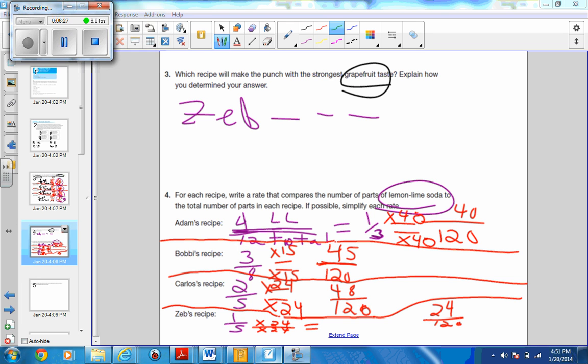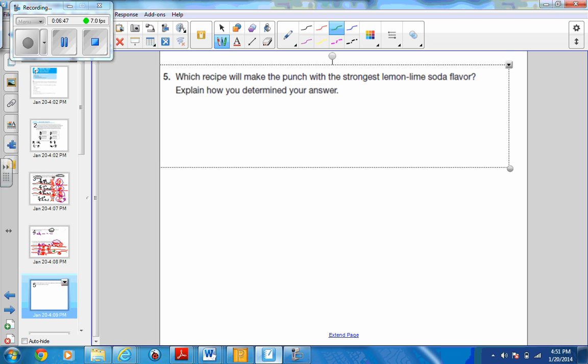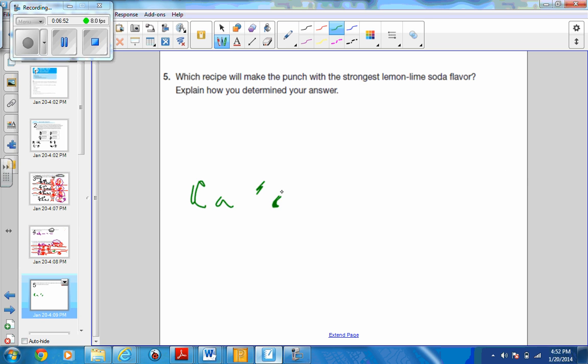All right, so hopefully you've come up with your scaled up ratios like I have. You went up to 120 as your common denominator. And if you now look at our numerators, Adam's at 40, Bobby's at 45, Carlos is at 48, and Zeb is at 24. So who has the highest lemon lime soda content? Well, Carlos would be the highest. So if you come back to your question 5, you're obviously going to put Carlos and then explain what you did here.